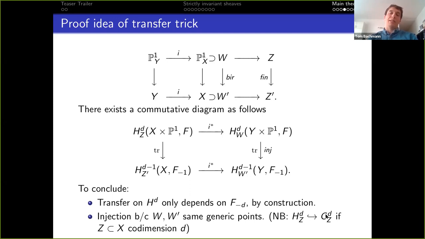So it will inject into the corresponding Rost-Schmid term, right? But this is now a sum basically over the generic points of Z. And in our case, the generic points of W of something. And here are the generic points of W prime. But what does it mean to be birational? It means that the generic points are the same. So you inject both of these into the same group, and then this map has to be an injection. That's the idea.